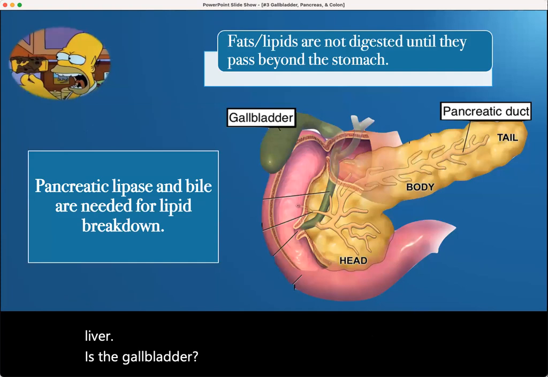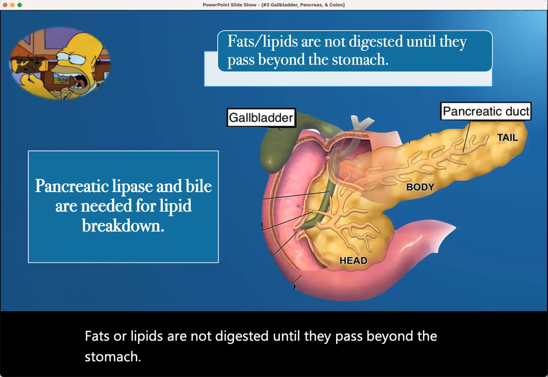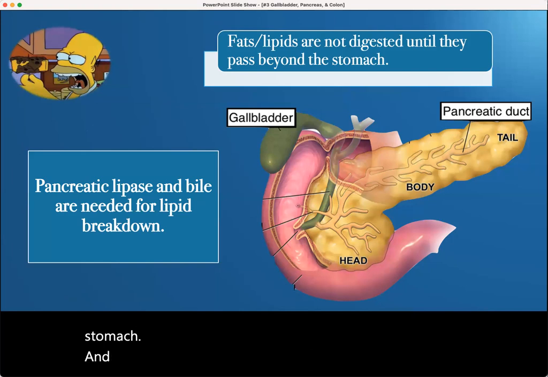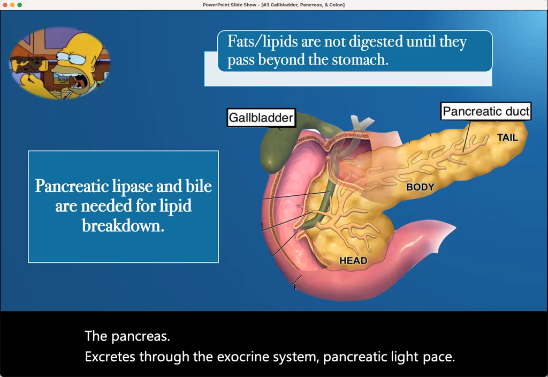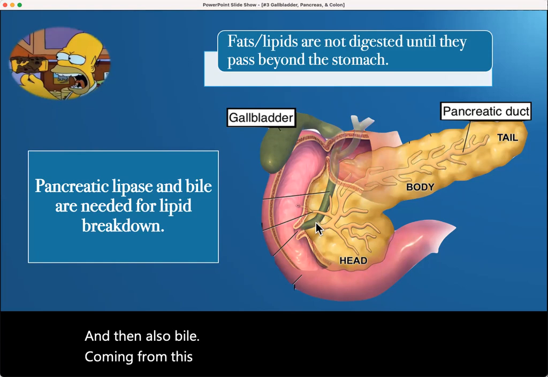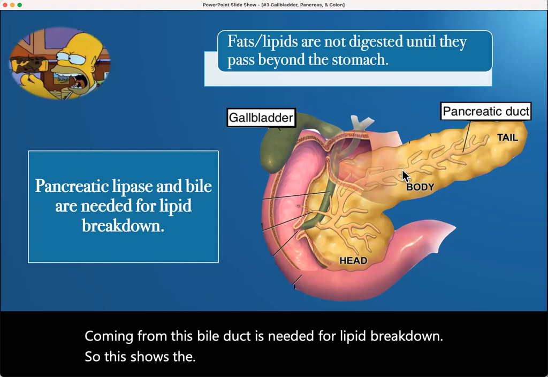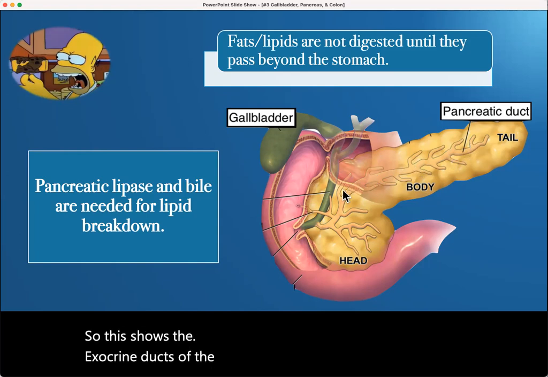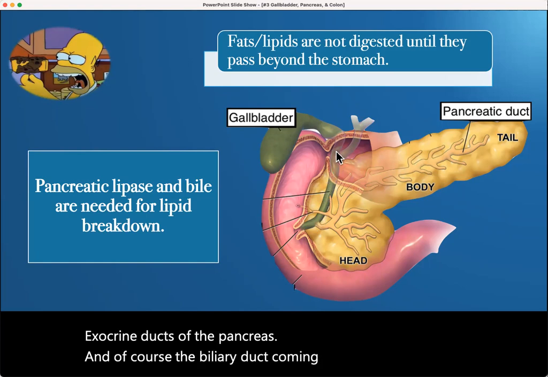Fats or lipids are not digested until they pass beyond the stomach. And within this section, the pancreas excretes through the exocrine system pancreatic lipase, and bile coming from this bile duct is also needed for lipid breakdown. So this shows the exocrine ducts of the pancreas, and of course the biliary duct coming down from the liver and gallbladder.